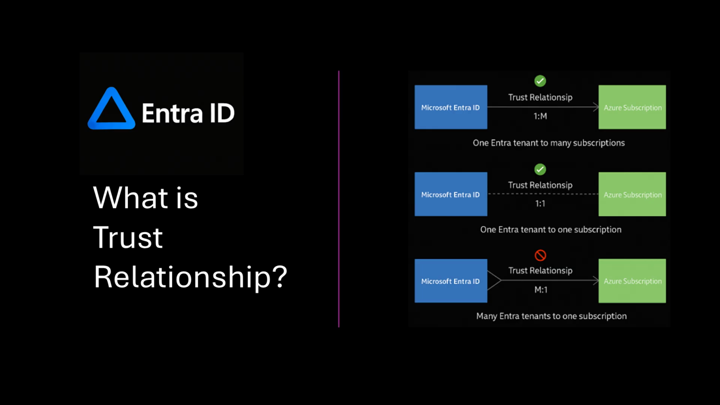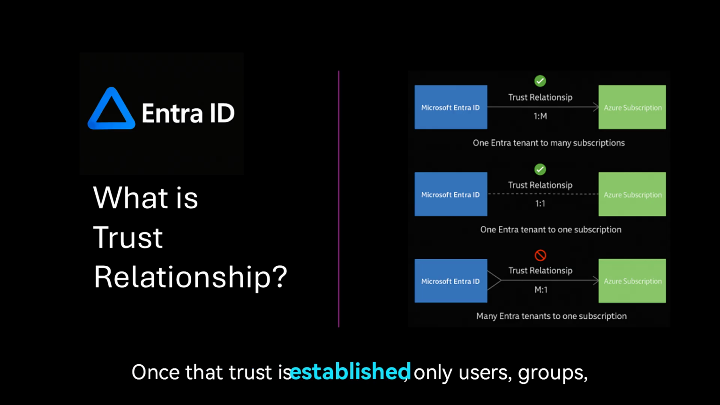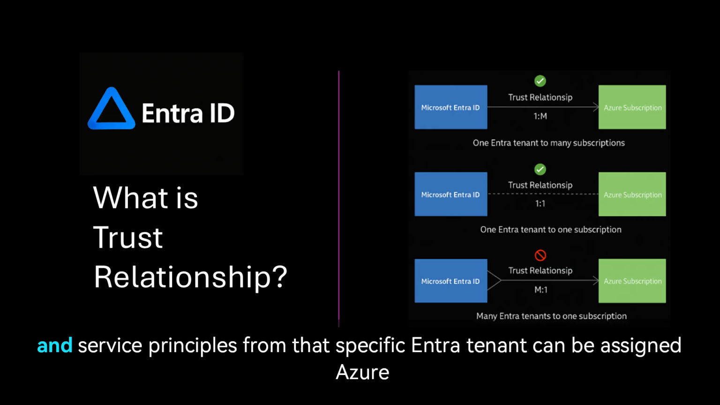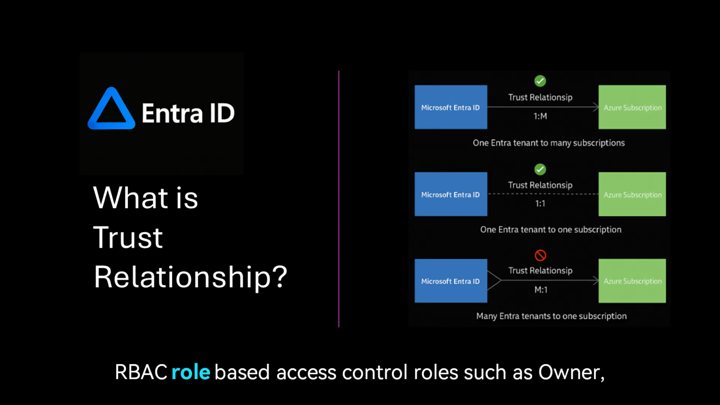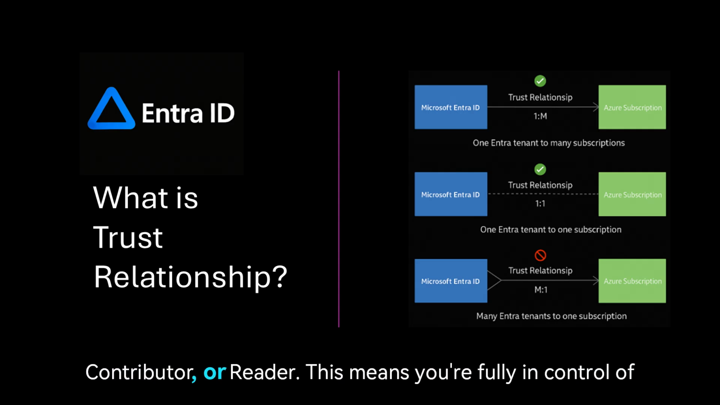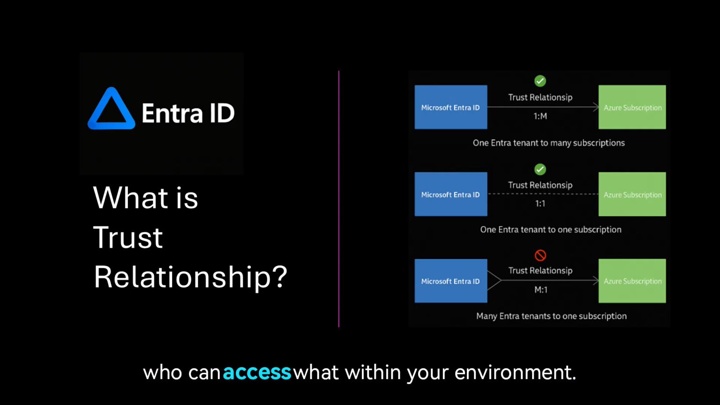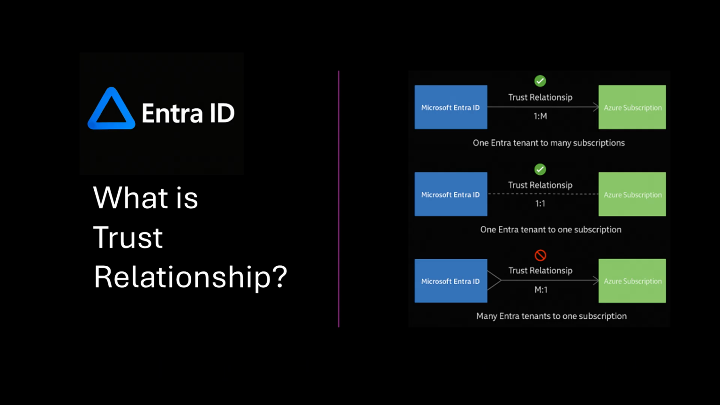This tenant becomes the trusted identity provider for that subscription, and it defines the boundaries for who can access resources within it. Once that trust is established, only users, groups, and service principals from that specific Entra tenant can be assigned Azure RBAC, role-based access control, roles such as owner, contributor, or reader. This means you're fully in control of who can access what within your environment.